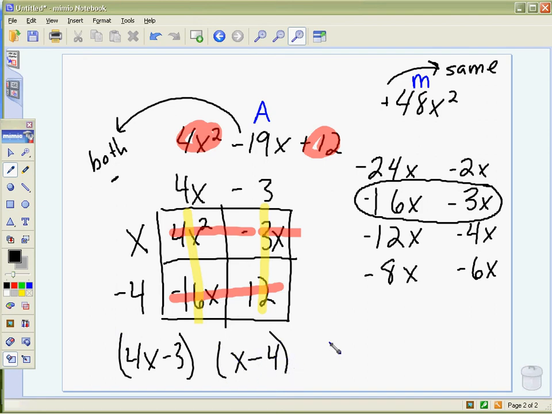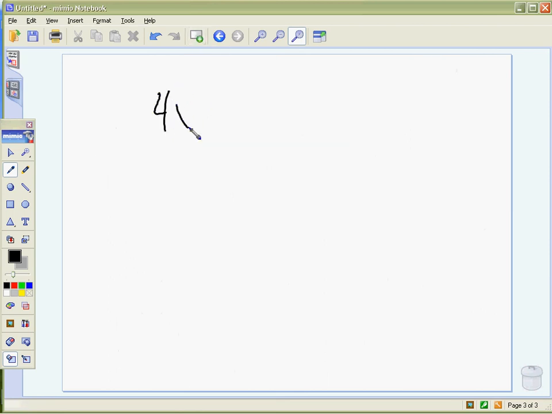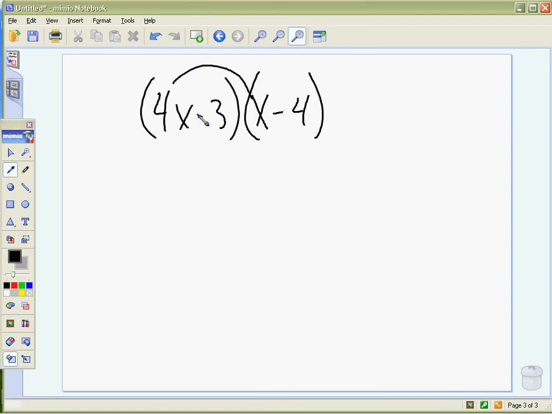Now, in factoring, one thing that I haven't shown you is you can check your answer by FOILing what you got for your factored answer. If you recall, FOIL stands for first terms, outside terms, inside terms, then last terms. So if I have 4x minus 3 and x minus 4, and I want to check my answer, I can FOIL this out. I multiply the first 2 terms together. 4x times x gets me 4x squared.